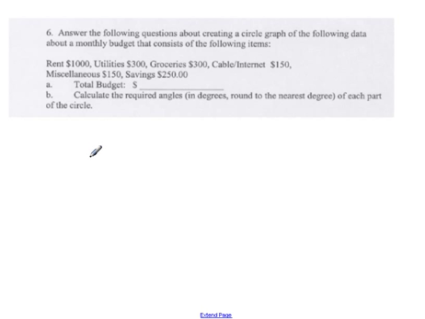Okay, let's do number 6. This is a circle graph problem, and you need to remember that in a circle we have 360 degrees, so that's going to come in handy when we get to that point. Total budget. Add up all of these values and I get a total budget of $2,150. Now what we want to do is find the values for rent, utilities, groceries, cable internet, miscellaneous, and savings. Those are the different categories.